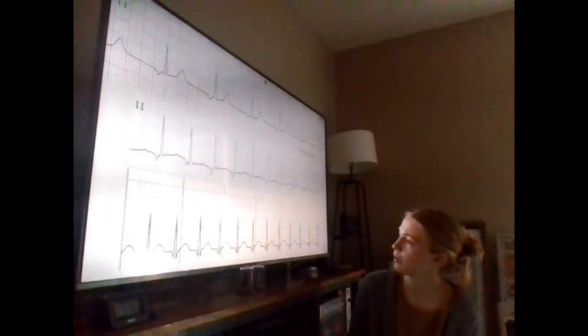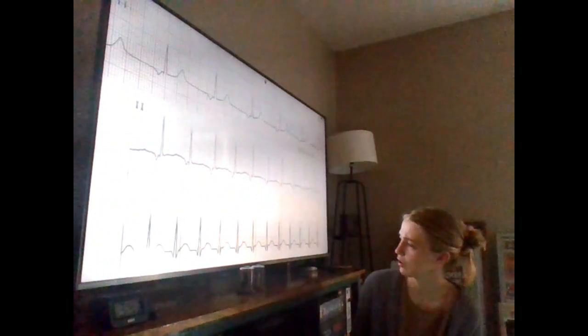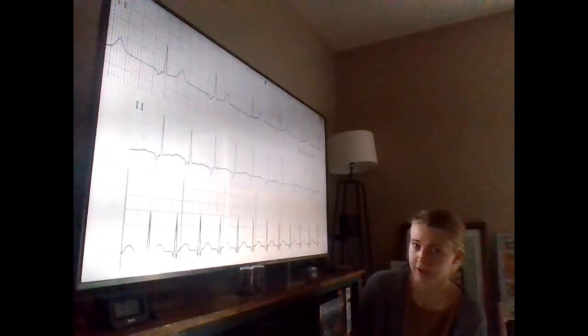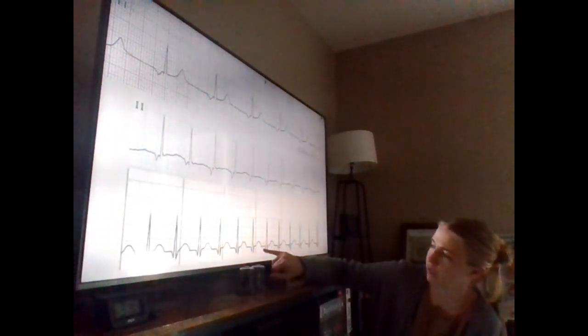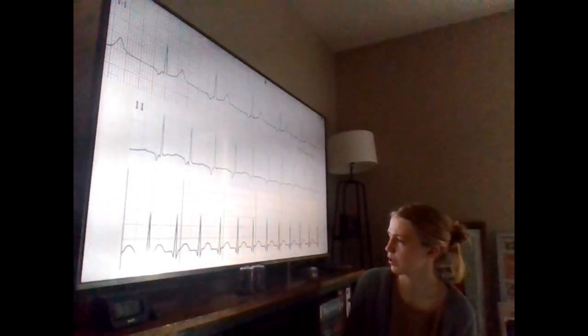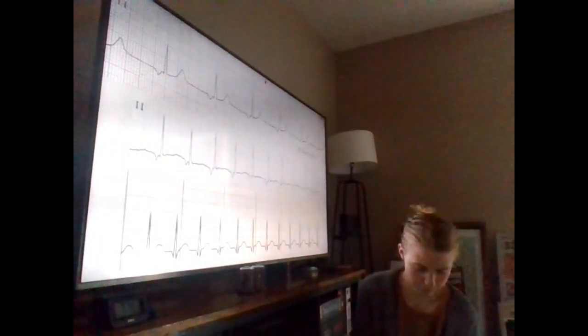And then below it, you have your junctional tachycardia. In this one, your P waves are hidden. This little red line shows you kind of where they would be if they were there, but instead they're happening during that QRS complex.